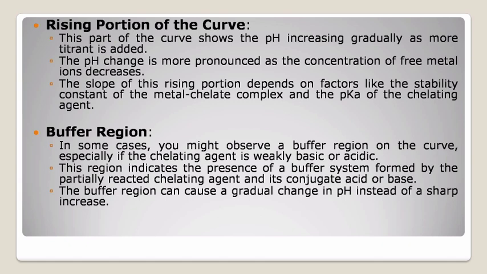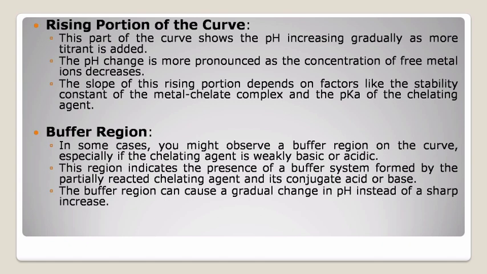Third, rising portion of the curve. This part of the curve shows the pH increasing gradually as more titrant is added. The pH change is more pronounced as the concentration of free metal ions decreases. The slope of this rising portion depends on factors like the stability constant of the metal chelate complex and the pKa of the chelating agent.